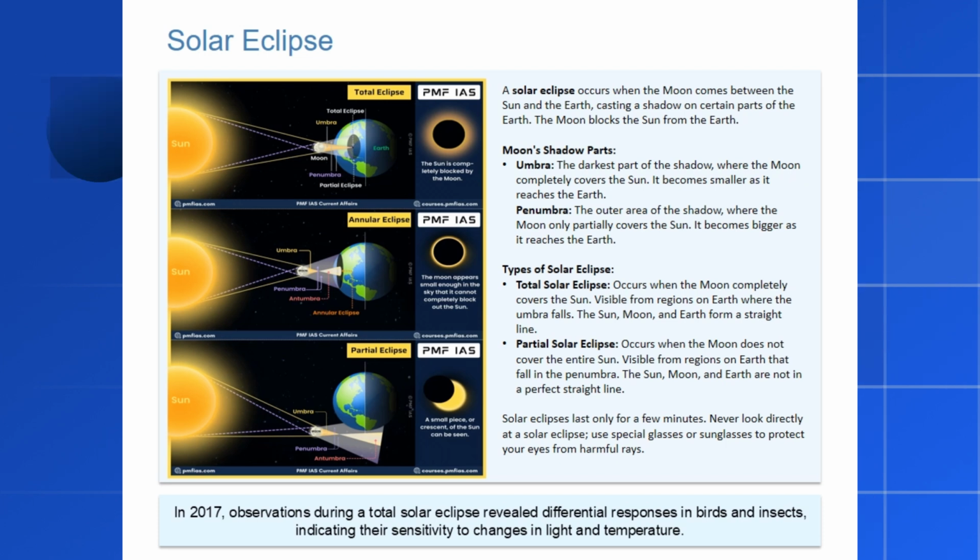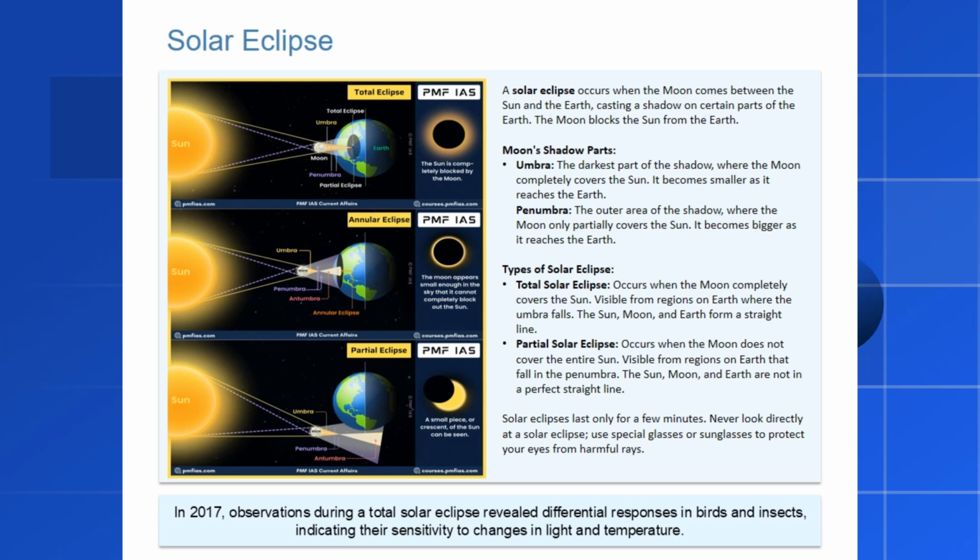A total solar eclipse occurs when the Moon completely covers the Sun as seen from Earth. This happens when the Sun, the Moon, and the Earth form a perfect straight line. Only those regions on Earth that fall within the Umbra can witness a total solar eclipse. A partial solar eclipse, however, occurs when the Moon does not fully cover the Sun. This is seen in places on Earth that fall within the Penumbra, and it happens when the Sun, the Moon, and the Earth are not in a perfectly straight line.